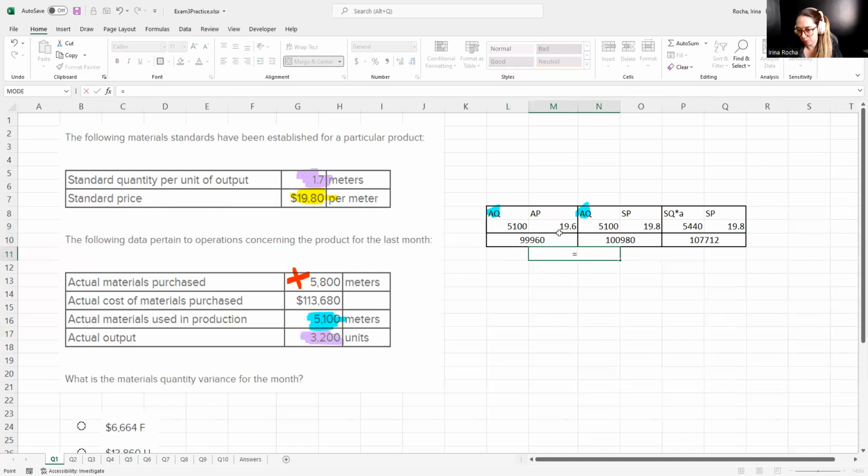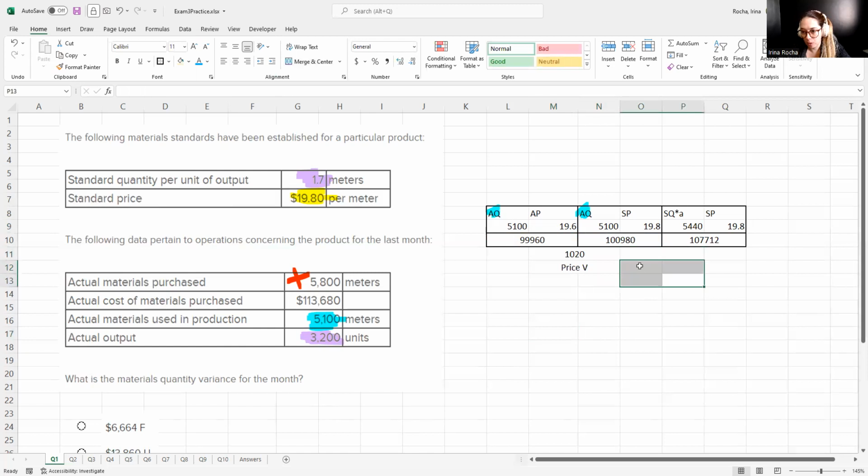And it doesn't matter if I do this one minus this one, like minus 1,020, or if I do this one minus this one, it's irrelevant. You don't have to pay attention on the positive or negative symbol. You just have to know if you saved or not. And here I know I saved. So in this case, that's not the answer yet. This is the price variance.